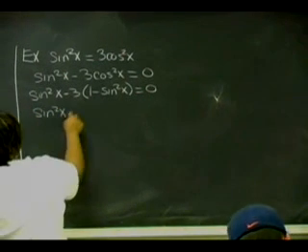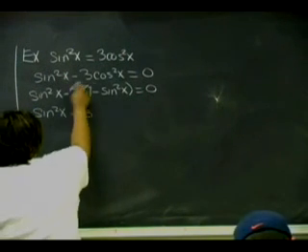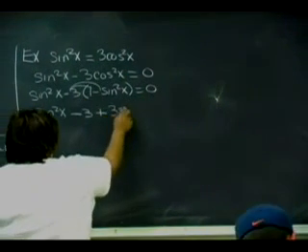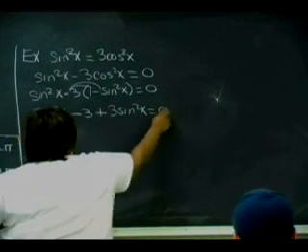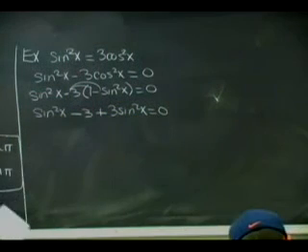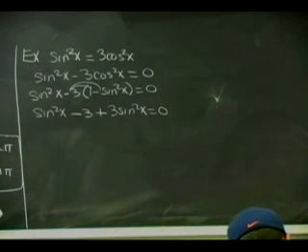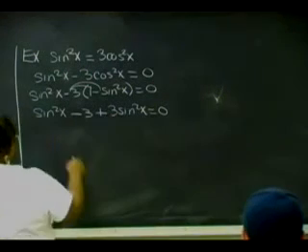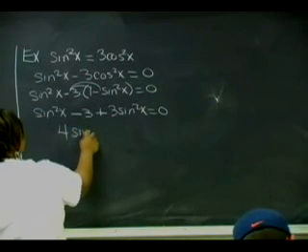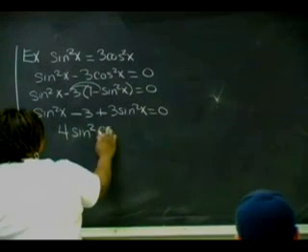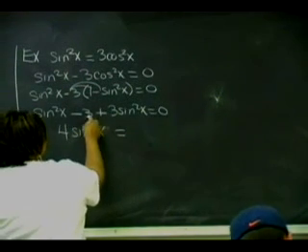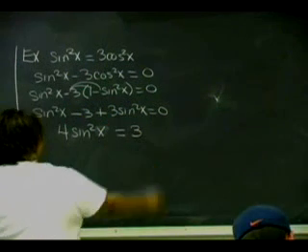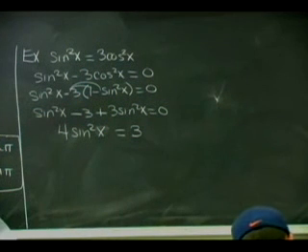So I have what? Sine squared x minus 3, when I distribute, plus 3 sine squared x is 0. So what do I have? I have 1 sine squared, 3 sine squared. Add that together gives me what? 4 sine squared x. I can add 3 to both sides, equals 3.